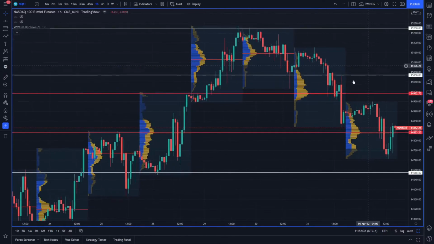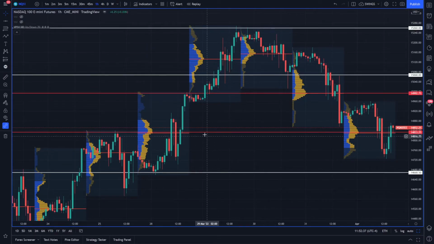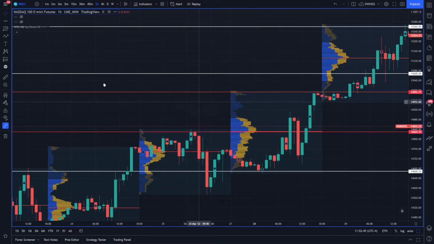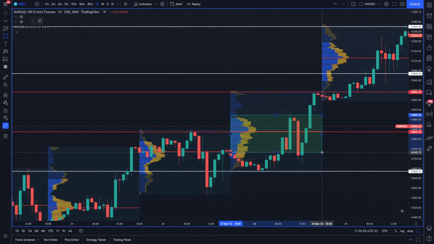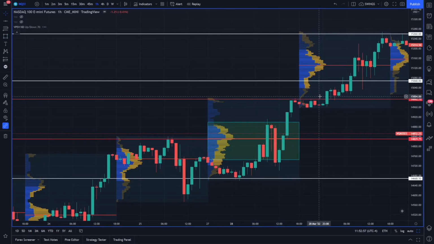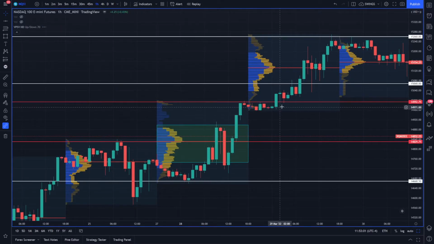When I look at previous data, I want to show this one, for example, this one was pretty beautiful. 28th of March, I have a point of control at that level, right there. Okay, I'm gonna put a rectangle so you can actually see. 28th of March, I had a point of control. Now the next day, on the 29th, it went up, we gapped up, okay, and went up again. This VPOC wasn't touched during hours, okay.